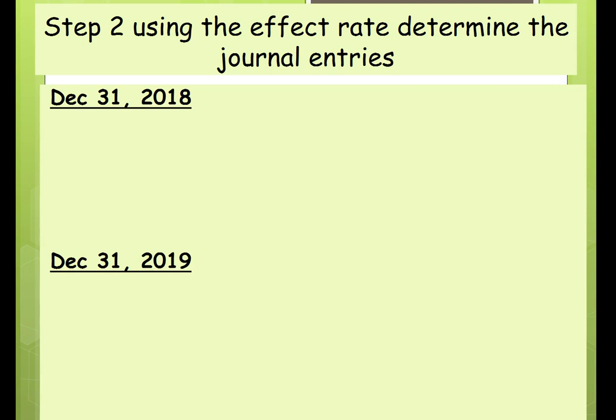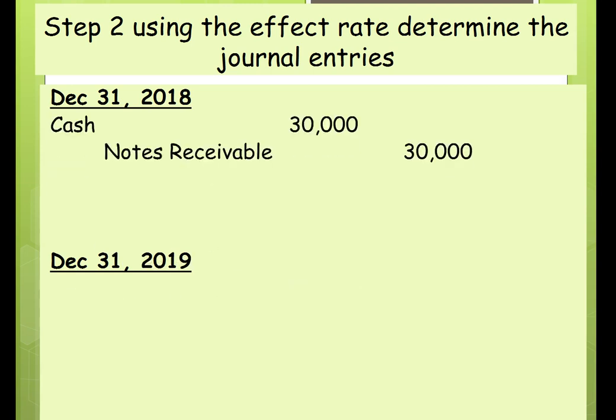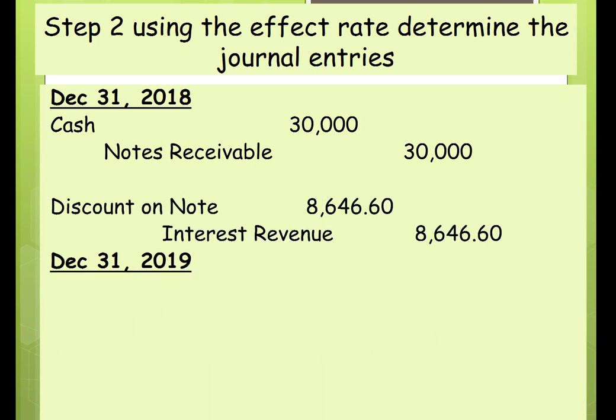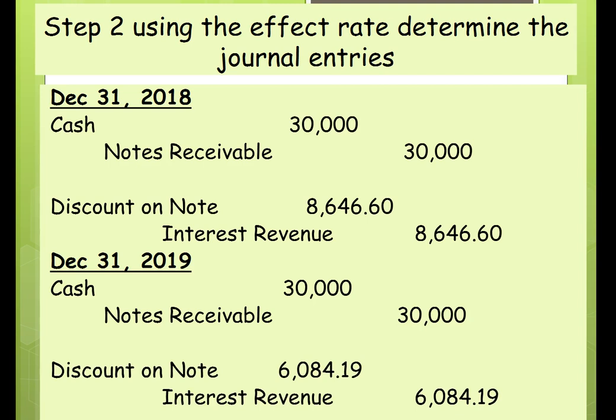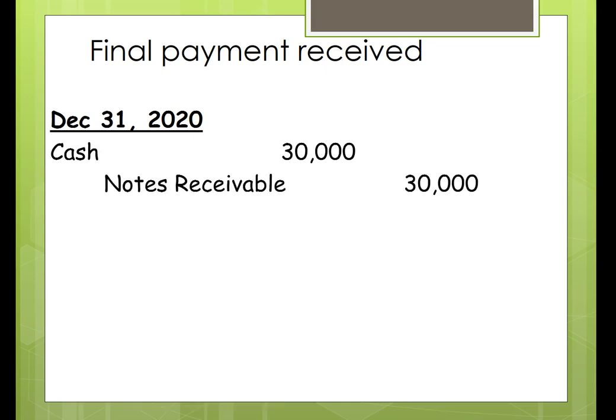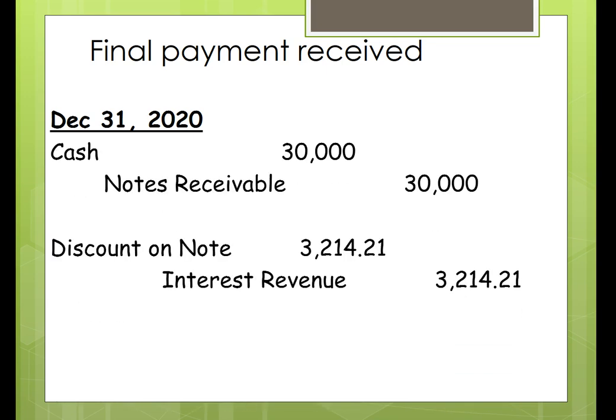All right, let's look at our journal entries using the effective rate. The cash would be $30,000 we'd receive, and notes receivable would go down by $30,000, and then we would book our interest revenue, which we got from our amortization table for year one. Then, again, for the second year, we would book the cash, reduce the receivable, and we would book our revenue again. And again, you notice it's at a different rate. And then in the last year, for the final payment, we'd book the payment, and we'd book our last interest revenue, which should zero out our discount on notes and the notes receivable.